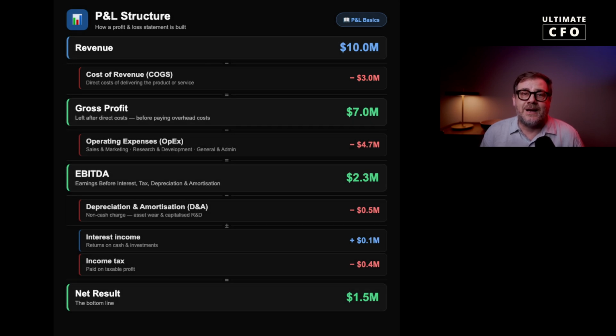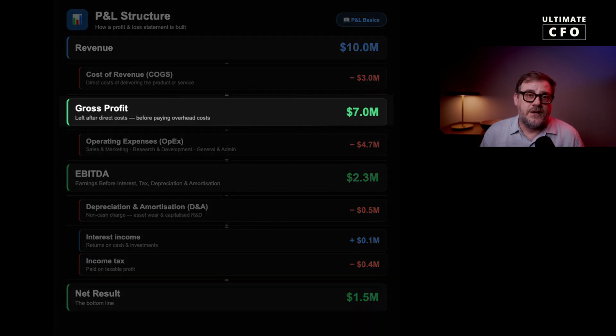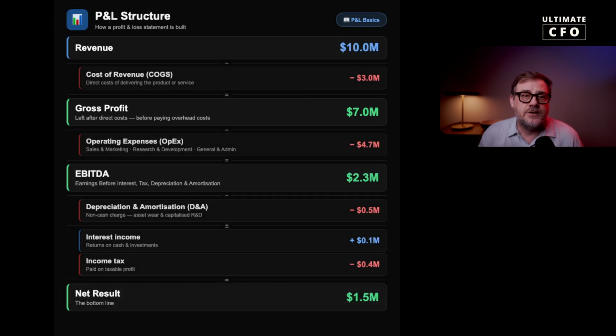Now, revenue minus COGS gives you what's called gross profit. And this is how much money is left after covering that direct cost of delivery before you're spending anything on, let's say, sales, marketing, R&D, or running the company. Now, that gross profit gives you the gross margin percentage. And this is one of the most watched numbers in any business.